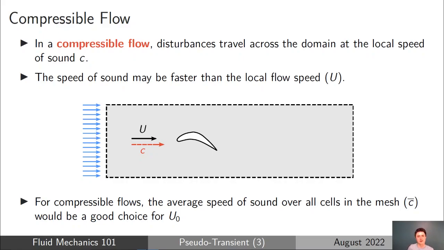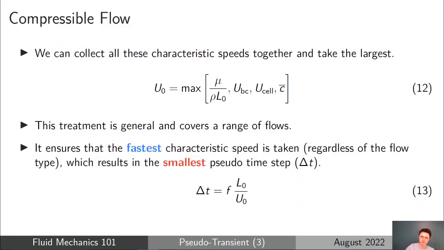And if we had our previous examples where the Mach number was very low, of course the speed of sound would be very low as well, and therefore the characteristic speed based on the speed of sound would be a lot smaller anyway, and it wouldn't be chosen. So I can actually combine all of these characteristic speeds that we've just talked about together into one convenient expression, and that's there in equation 12. You can see I've got the characteristic speed for diffusion there at the start, the largest velocity on the boundary, the largest velocity in the mesh, and then the average speed of sound throughout the domain.